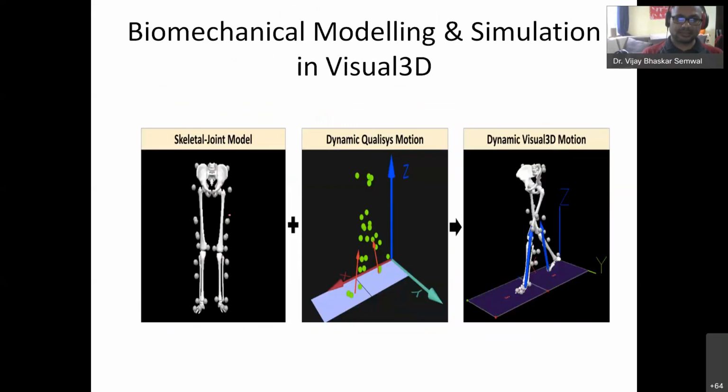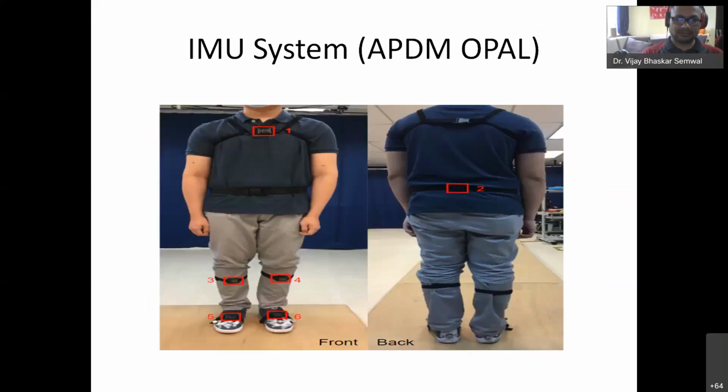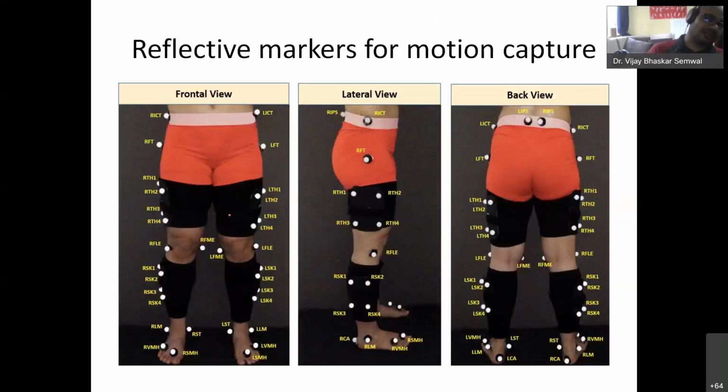So this I already discussed. Another technique is to place reflective markers for motion capture. The markers reflect in the night, like the dresses you have seen many times with reflectors on them. In a similar way, we have placed reflectors on the hip, upper hip, lower hip, and similarly on the thigh, knee, and ankle.